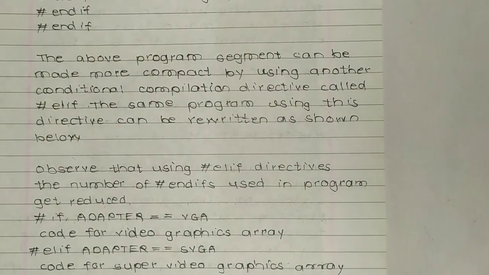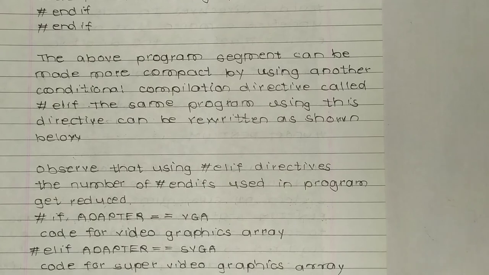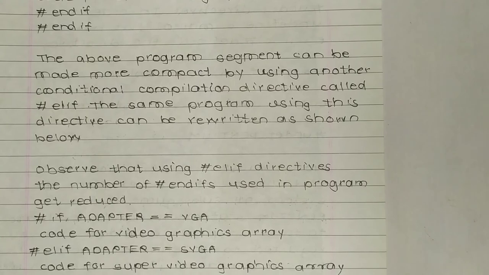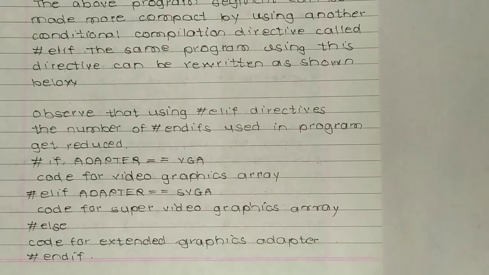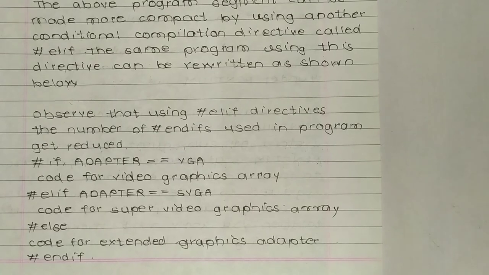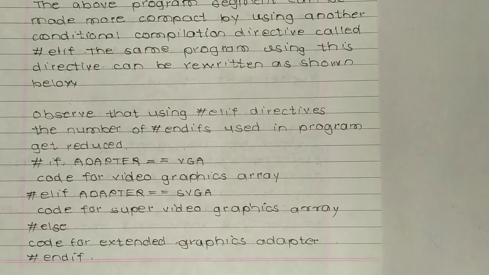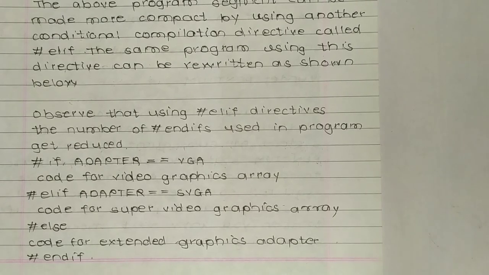The above program segment can be made more compact by using another conditional compilation directive called #elif. The same program using this directive can be rewritten as shown below. Observe that using #elif directives, the number of #endif used in the program gets reduced. #if adapter == VGA, code for video graphics array, #elif adapter == SVGA, this is code for super video graphics array, #else code for extended graphics adapter, #endif.